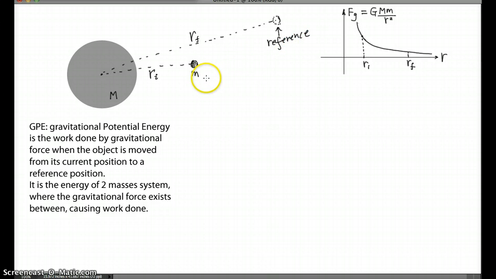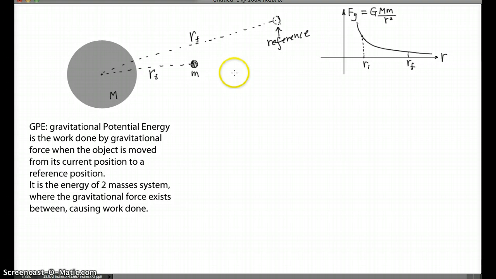Also, when we talk about the GPE of m, we're really talking about the GPE of the two-mass system, because without the big M, which is the Earth here, there's not even a gravitational force, and then of course there's no work done by a gravitational force. So GPE should always be referred to a two-mass system. Otherwise there's no GPE at all. We often refer to the GPE of one particular object, but you should understand it means two bodies at least.